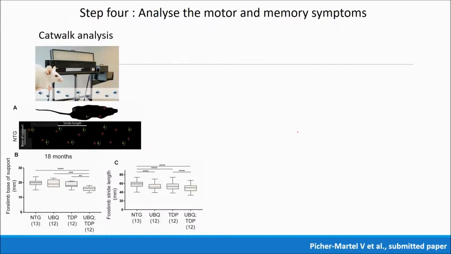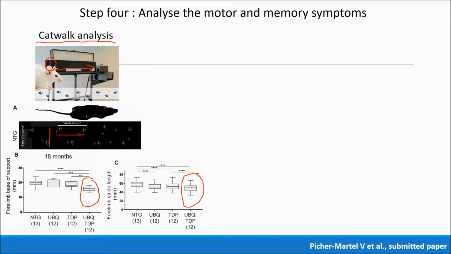So the first step was to analyze the phenotype of our mice. So we have to be sure that it's developing a motor phenotype as we found in humans. So we tried different tests. The first one is the catwalk analysis. So it's basically a corridor. So we put the mice at one side of the corridor and it walks through the corridor. We can measure the strength left and also the base of support of the mice. So we observed that at 12 months and 18 months, there was a decrease in the base of support and in the strength left of the mice.